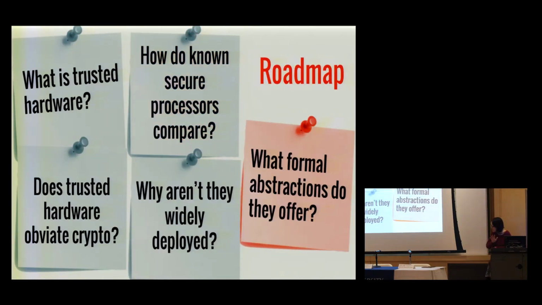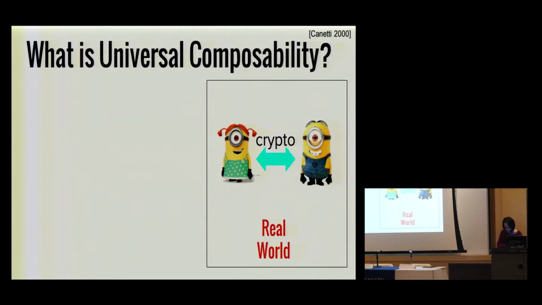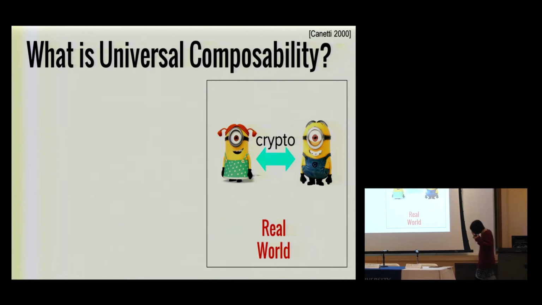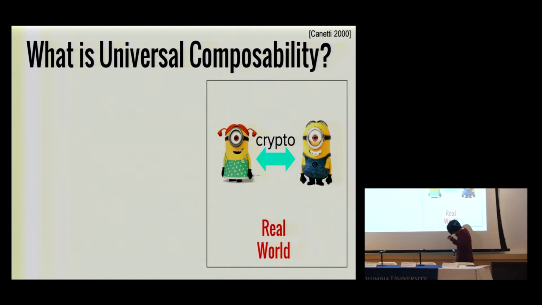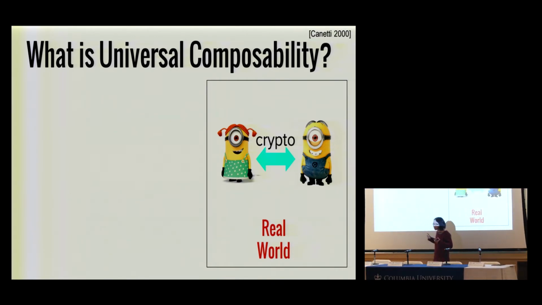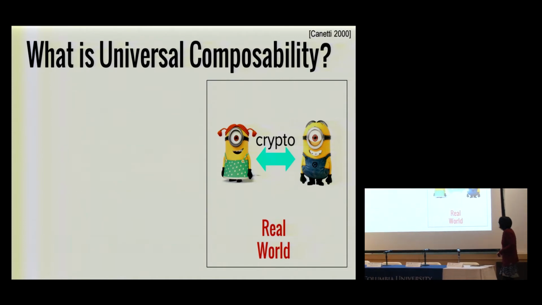I will quickly talk about formal abstractions in 5 minutes. I'll basically only have time to talk about what we did at a high level, and then we'll go to the entertainment session. So one big question is, what do these secure processors actually offer? What is their theoretical expressive power? How do we think about these secure processors?